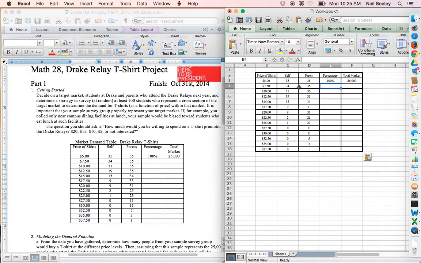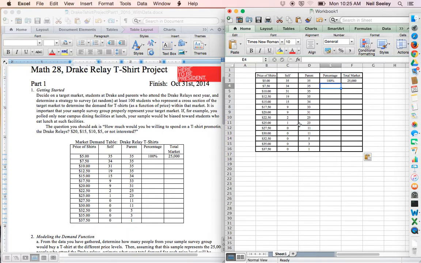So let's talk about what we have first. Price of shirts, and then we have the people who want them. So self is you students of Drake University, and the parent stuff is, generally speaking, somebody you're close to that probably, the deal is they're willing to pay a little bit more. They're willing and able. They have a steady income. Makes a big difference.